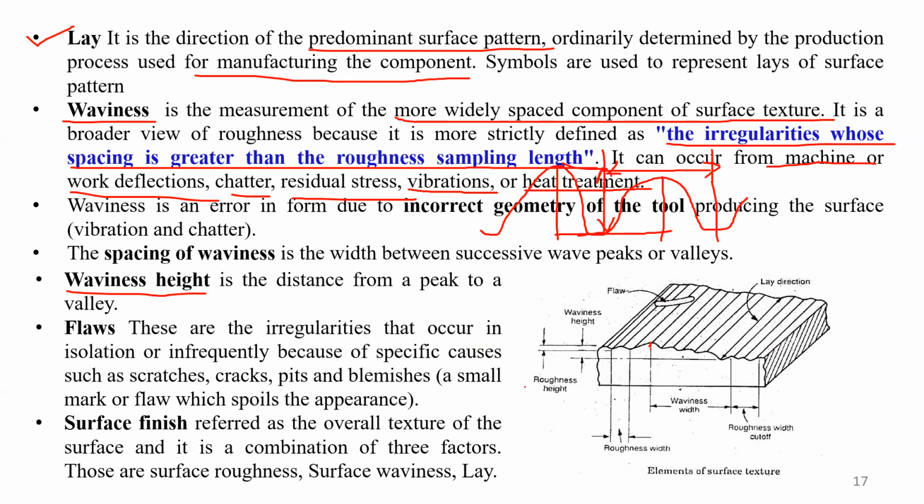And what are the flaws? These are the irregularities that occur in isolation or infrequently because of specific causes, such as scratches, cracks, pits, and blemishes. Blemishes means a small mark or flaw which spoils the appearance. This occurs irregularly, not at regular intervals.